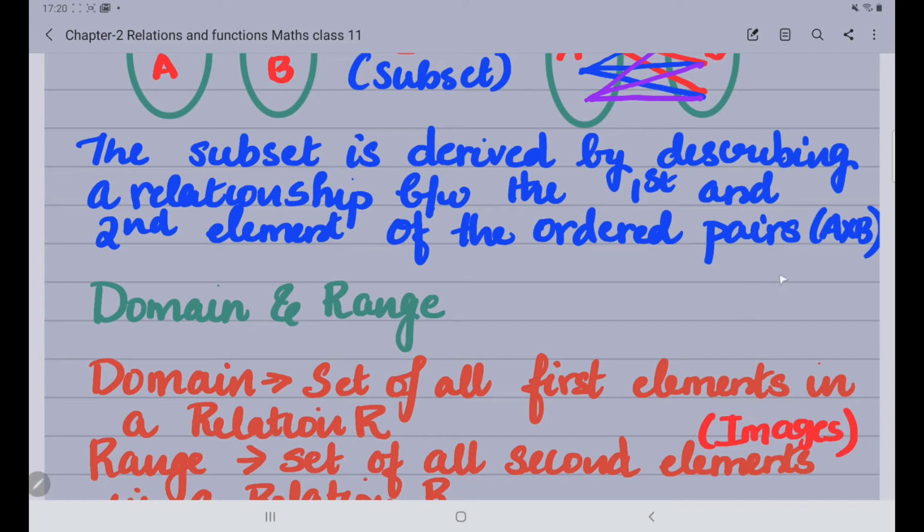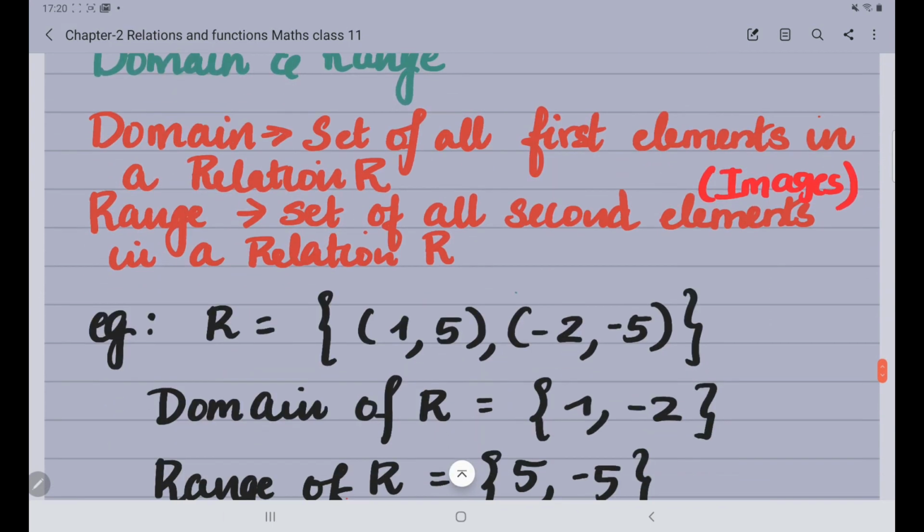Then what are domain and range? That is an important concept in this chapter to understand.